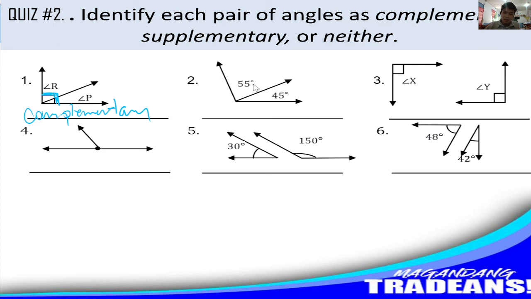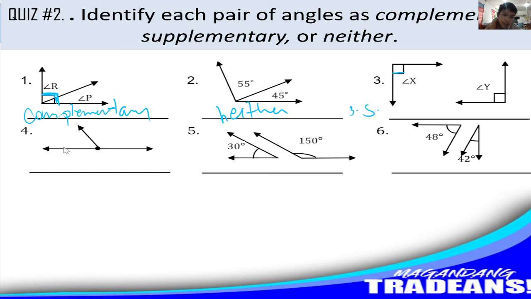This one, 55 and 45. Naka-create ba siya ng 90? Of course not. Pag sinabi mong supplementary, 180 naman. So, anong sagot dyan? That is neither. Kasi hindi po siya pwedeng supplementary, hindi din po siya pwedeng complementary. What about this one? Angle X is 90. Angle Y is 90. 90 plus 90 is 180. So, that is an example of a supplementary angle. So, number 3, that is supplementary angle.